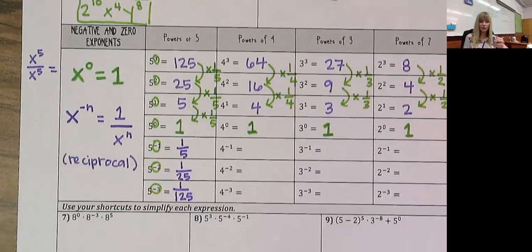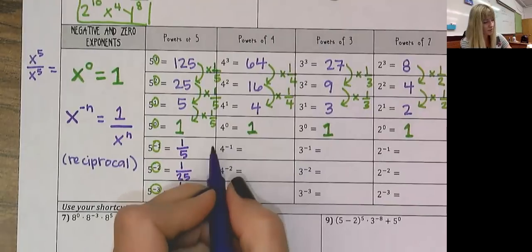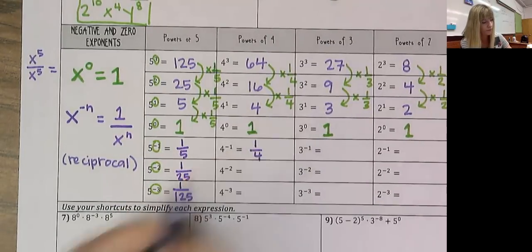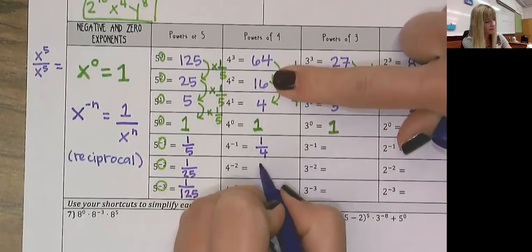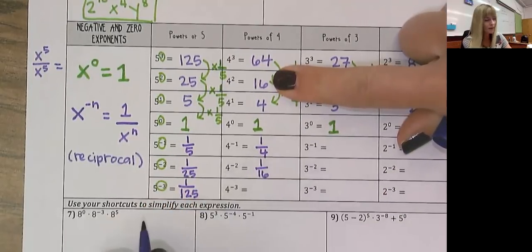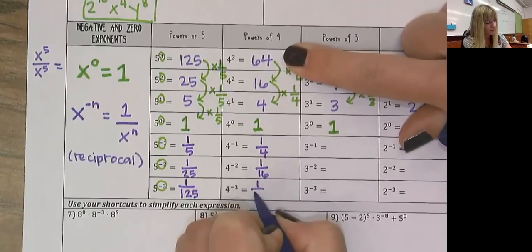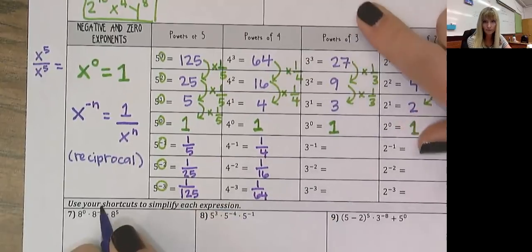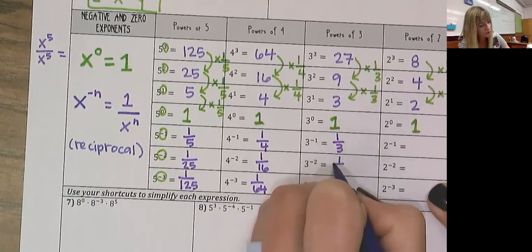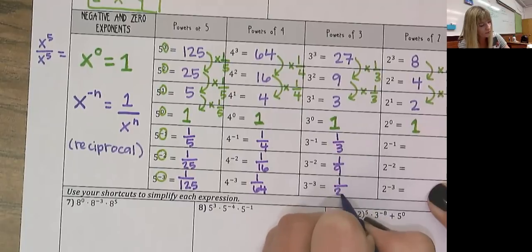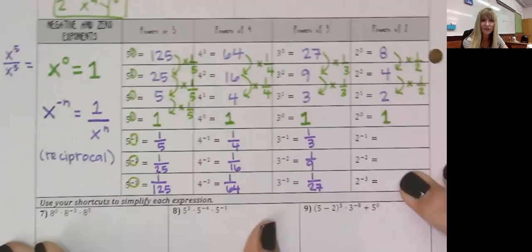Negative exponents are another way to show that we want a reciprocal. We want to flip it over. It's one more way to write that, which is really neat when you think about it. So 4 to the -1 is actually another way to write 1/4. It is the reciprocal of 4 to the positive 1. 4 to the -2 is the reciprocal of that, 1/16. And 4 to the -3 is the reciprocal of that, 1/64. 3 to the -1 is 1/3. 3 to the -2 is 1/9. And 3 to the -3 is 1/27.